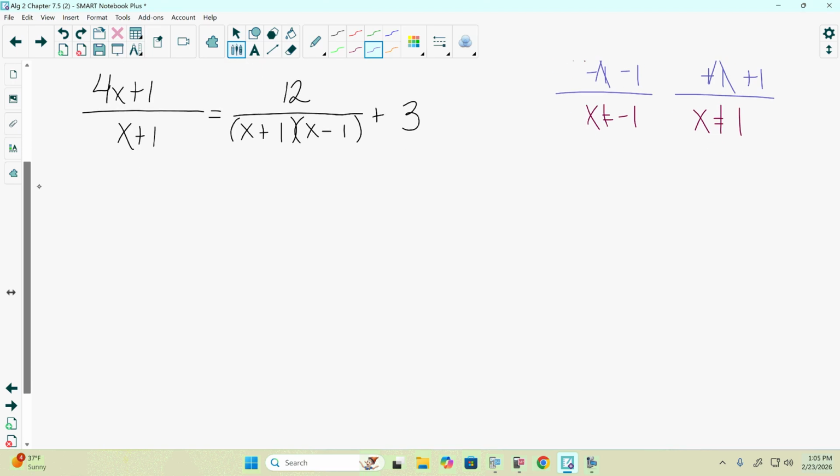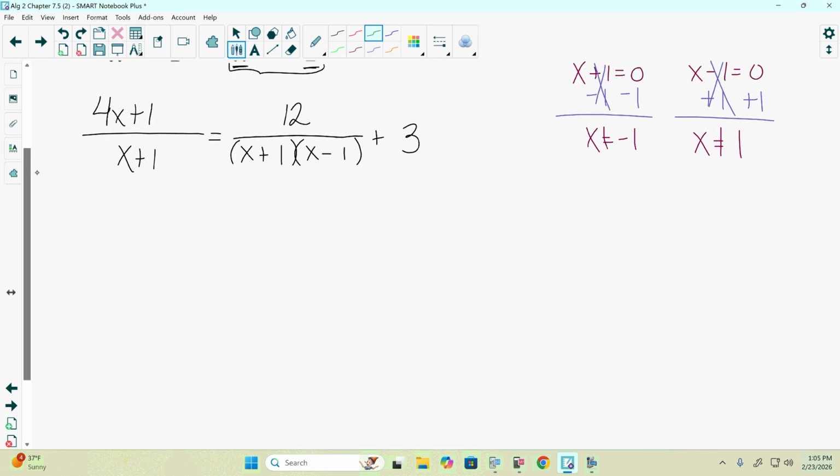So now that we have our restrictions, we can start solving. And as we look at these two main fractions, one of the first things we're going to need to multiply everything by is x plus 1. Because if we multiply this far left term by x plus 1, we would get x plus 1 over x plus 1. Anything divided by itself is 1, so that's going to simplify out. In the middle term, the x plus 1 and x plus 1 will cancel. And 3 doesn't have a denominator, so it's not going to simplify.